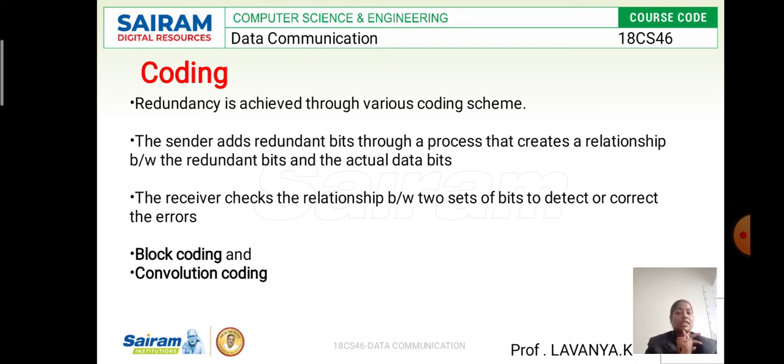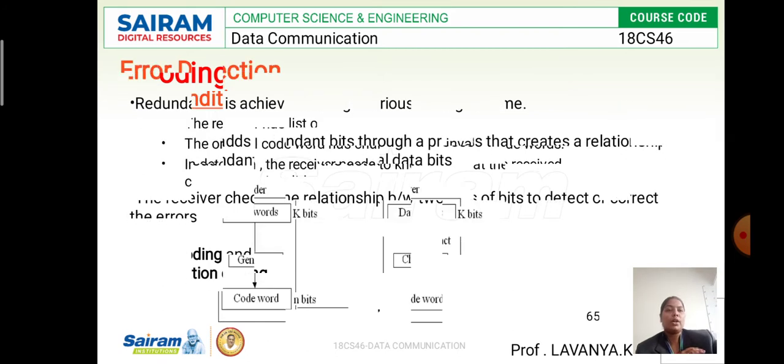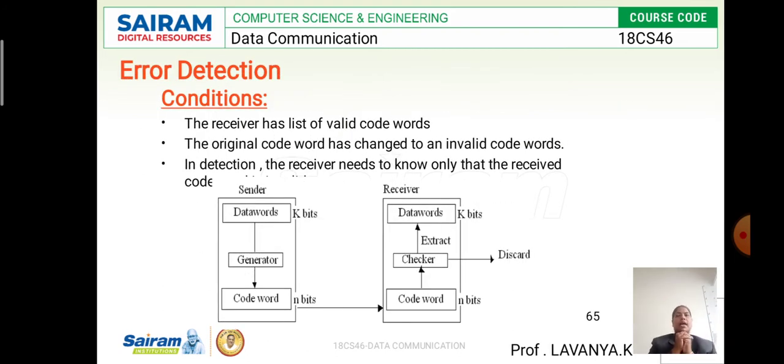So now, what is block coding? I'll move on to the block coding topic. In block coding, we use it for the error detection method. Look at this diagram. They have given a sender and a receiver, and they have established the connection between the sender and receiver. This diagram is one of the block coding diagrams.